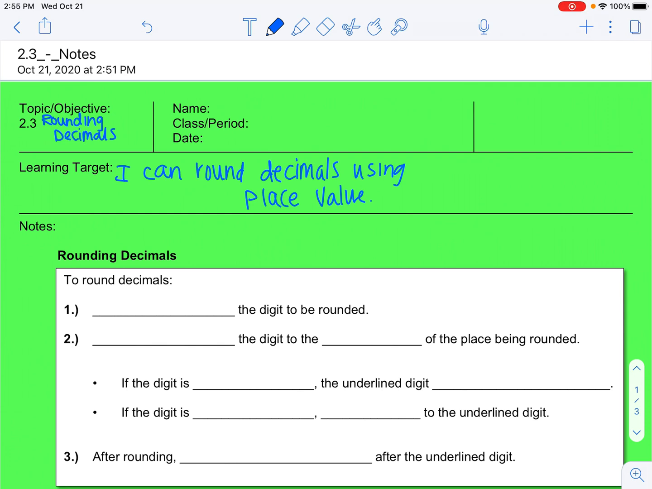Today we are going to start lesson 2.3, which is all about rounding decimals. If you want to pause the video and fill out your topic and your learning target, which is I can round decimals using place value, and set up your notes, then we will be ready to start.